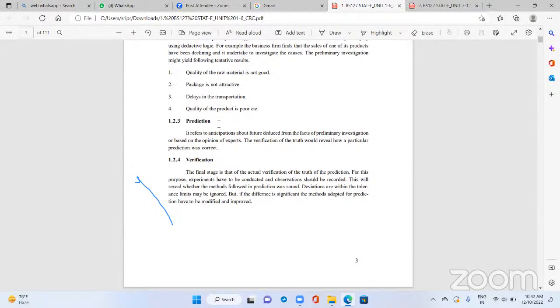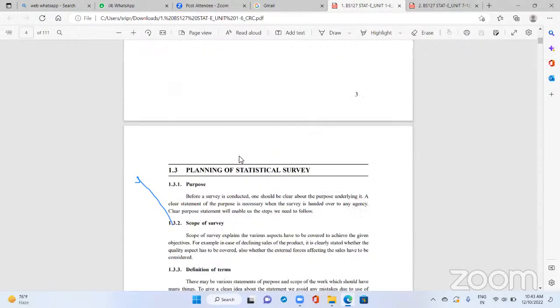Prediction is nothing but estimating or calculating or finding or measuring or determining. You can use any word in the place of prediction. It refers to anticipations about the future deduced from the facts of primary investigation or based on the opinion of experts. The verification of the truth would reveal how correct a particular prediction was. So after that, you can go to verification. So this is the verification.